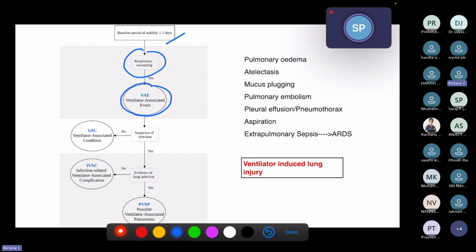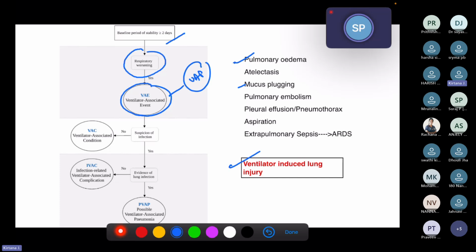The most common thing that we think of is ventilator-associated pneumonia. Then we think of pulmonary edema. We think of atelectasis because of either raised intra-abdominal tension or because of the supine position of the patient. We think of mucus plugging. We sometimes think of pulmonary embolism, pleural effusion, pneumothorax, aspiration, or maybe there's an extrapulmonary source of sepsis which is linked to ARDS. But what we do not think of is ventilator-induced lung injury.